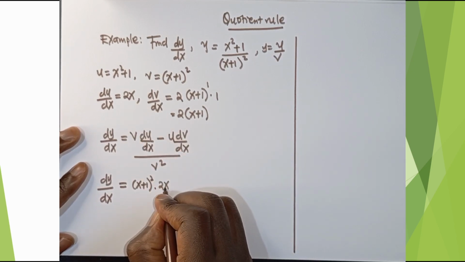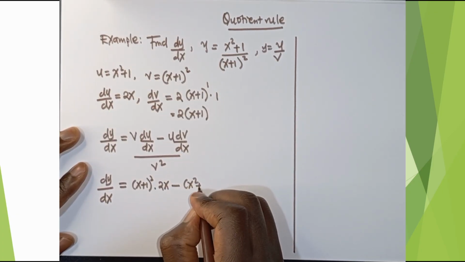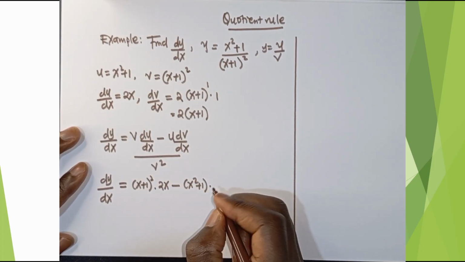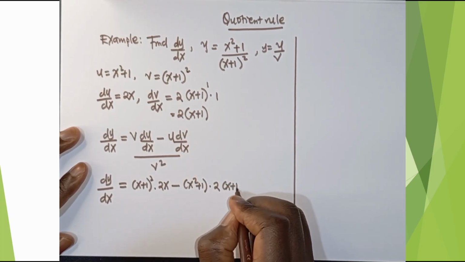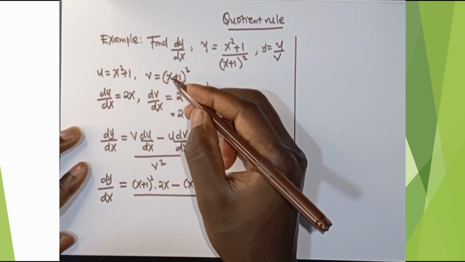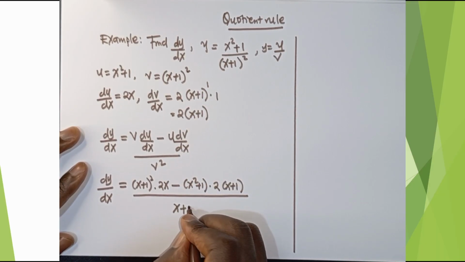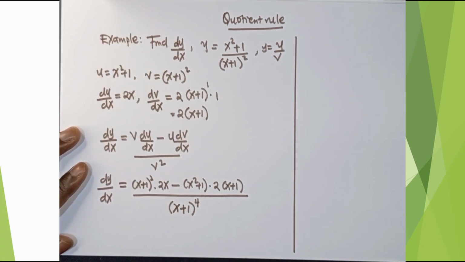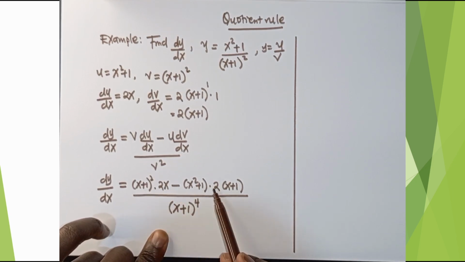So du dx is 2x, minus u. U is x squared plus 1, times dv dx, which is 2 into x plus 1. Then everything over v squared, which is x plus 1, everything squared. Then when we square it again, we end up having x plus 1 to the power 4. Now, if you look clearly here, we have a common factor, and that common factor is 2, and then there is x plus 1.